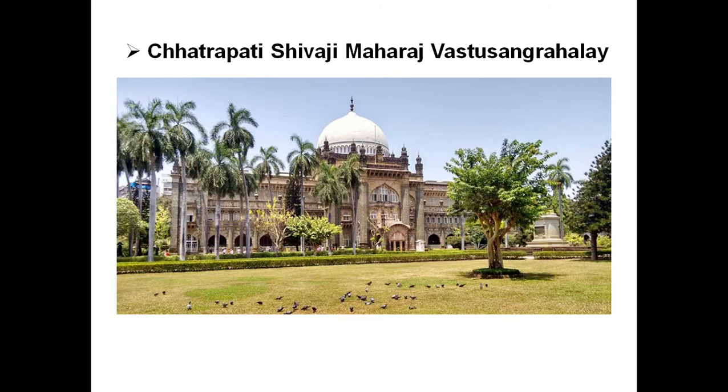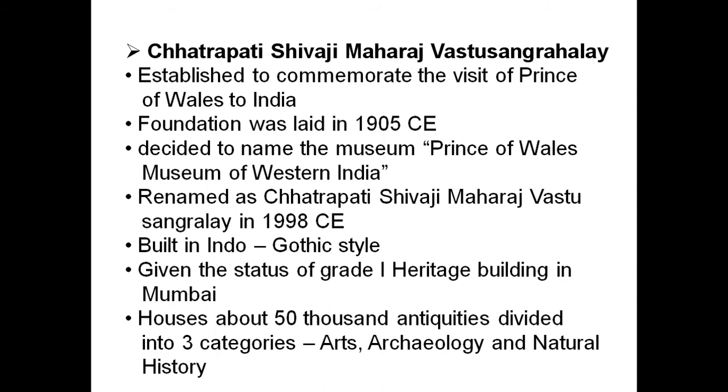The Chhatrapati Shivaji Maharaj Vastusangrahalay was established to commemorate the visit of Prince of Wales to India. The foundation was laid in 1905 CE and they decided to name the museum Prince of Wales Museum of Western India. They renamed it as Chhatrapati Shivaji Maharaj Vastusangrahalay in 1998 CE. It was built in Indo-Gothic style and it was given the status of Grade 1 Heritage Building in Mumbai. It houses about 50,000 antiquities and they are divided into 3 categories: arts, archaeology, and natural history.